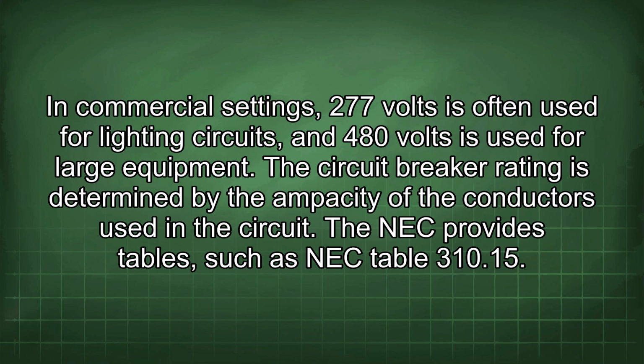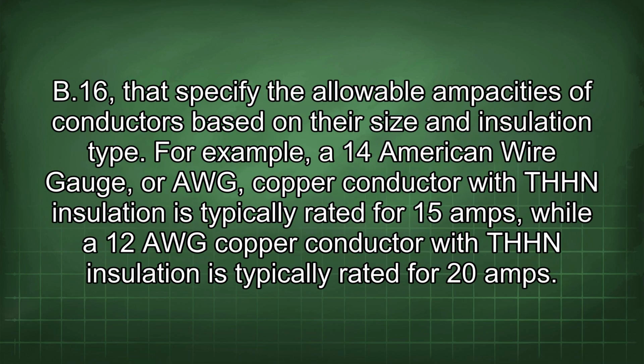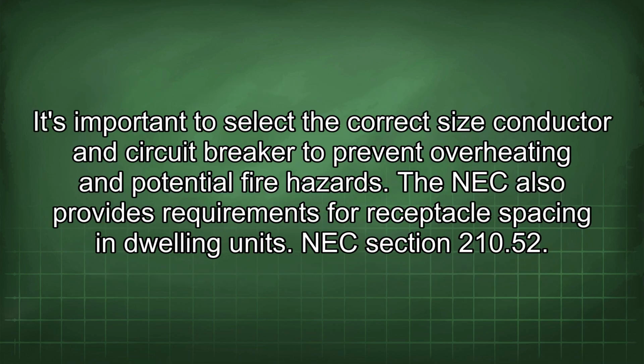The circuit breaker rating is determined by the ampacity of the conductors used in the circuit. The NEC provides tables, such as NEC Table 310.16, that specify the allowable ampacities of conductors based on their size and insulation type. For example, a 14 American Wire Gauge, or AWG, copper conductor with THHN insulation is typically rated for 15 amps, while a 12 AWG copper conductor with THHN insulation is typically rated for 20 amps. It's important to select the correct size conductor and circuit breaker to prevent overheating and potential fire hazards.